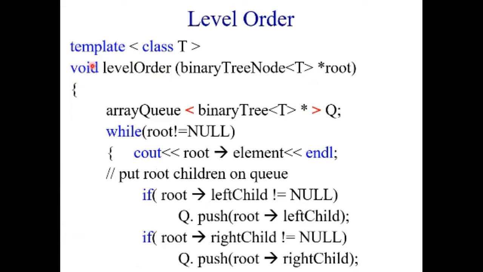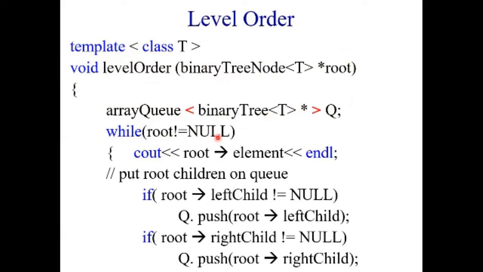I take a function called level order. The return type is void, and I use a template variable. I pass the root address of a binary tree, of type binary tree node. I use one queue, an object belonging to array queue. I use the array method to store the addresses of the left child and the right child. The queue holds the address of a left child or right child.